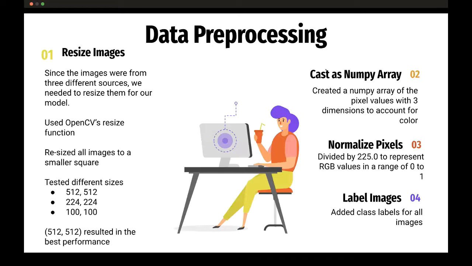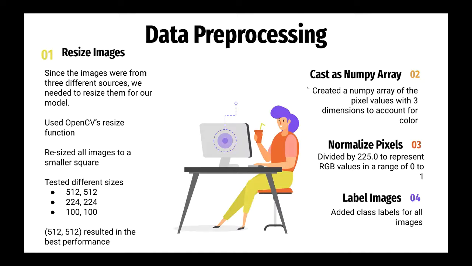So how do we pre-process the data? There's four main things we needed to do. First, we needed to resize the images. Since the images were from 3 different sources, we needed to resize them for our model. In order to do this, we used OpenCV's resize function, and we resized all images to a smaller square, and we tested with 3 different sizes, 512 by 512 pixels, 224 by 224 pixels, and 100 by 100. And 512 by 512 pixels resulted in the best performance from our model.